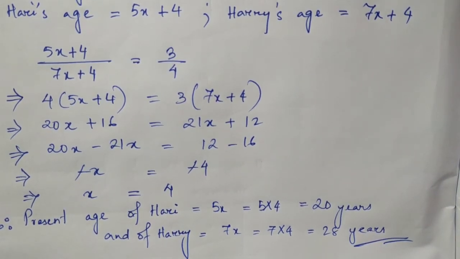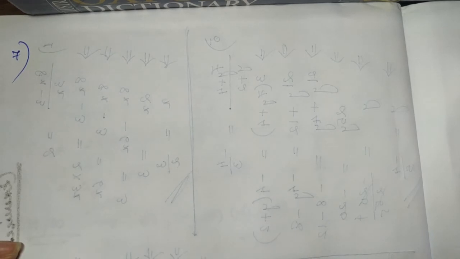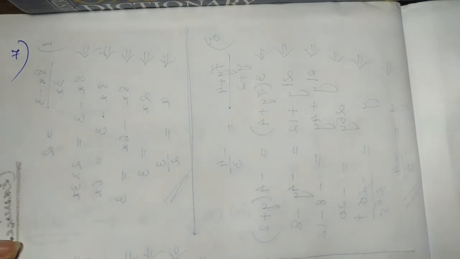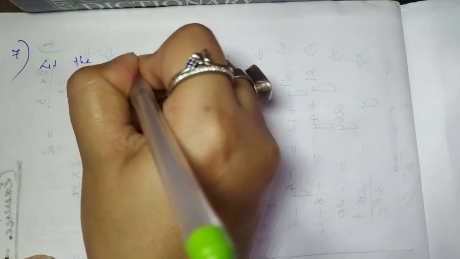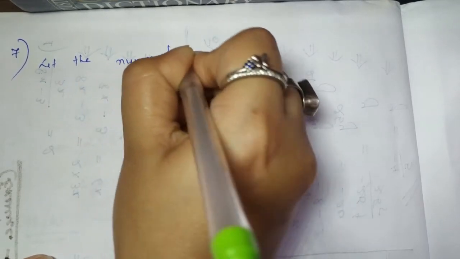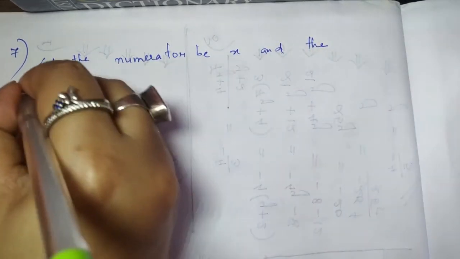Okay, I hope you understood this. So we will go to the last sum of the exercise, that is question number 7. Now let's see the last question. It's given the denominator of a rational number is greater than its numerator by 8. If the numerator is increased by 17 and the denominator is decreased by 1, the number obtained is 3/2. Find the rational number.